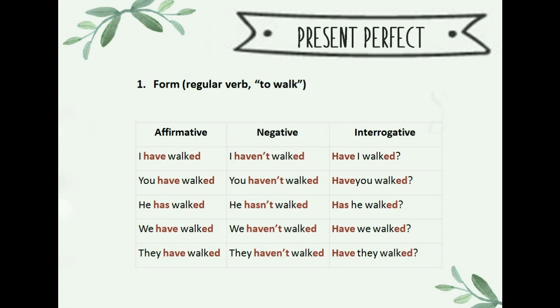Be very, very careful with the third person singular because as you can see, there is some variation. Instead of have, we write has. So it could be has, hasn't, and in the interrogative, has he walked. Be very, very careful about it.